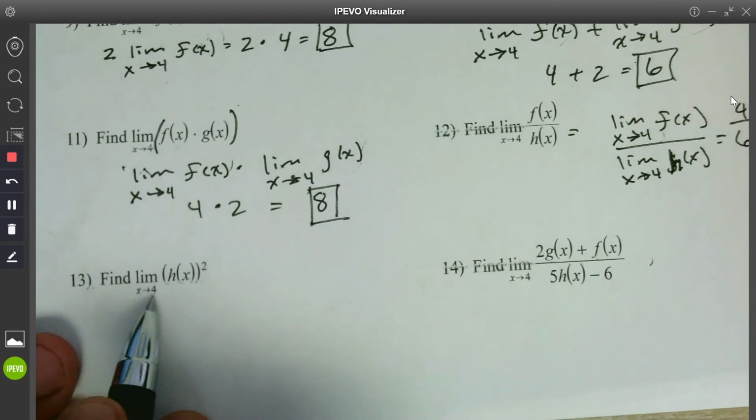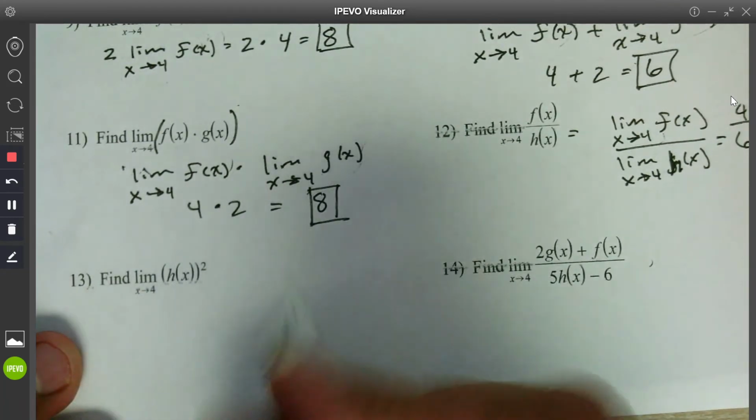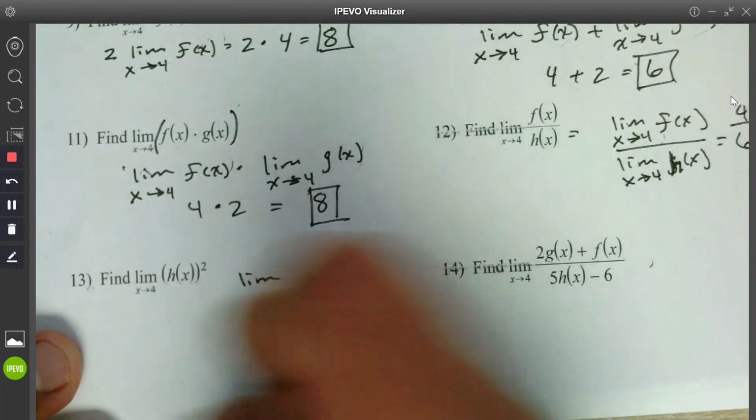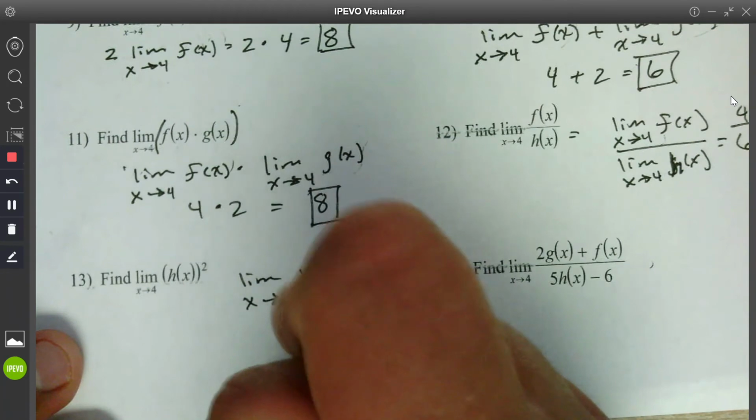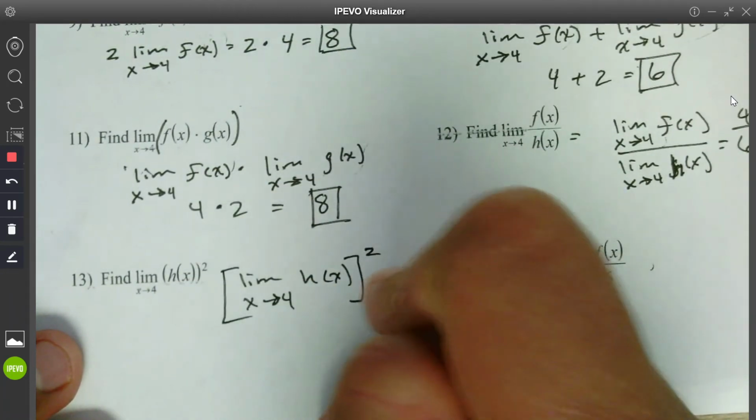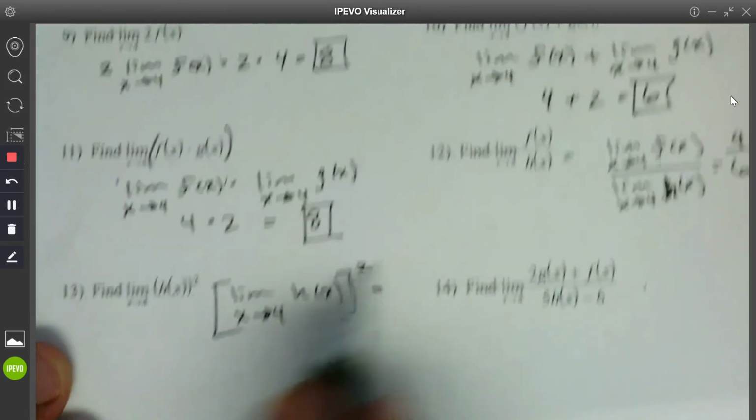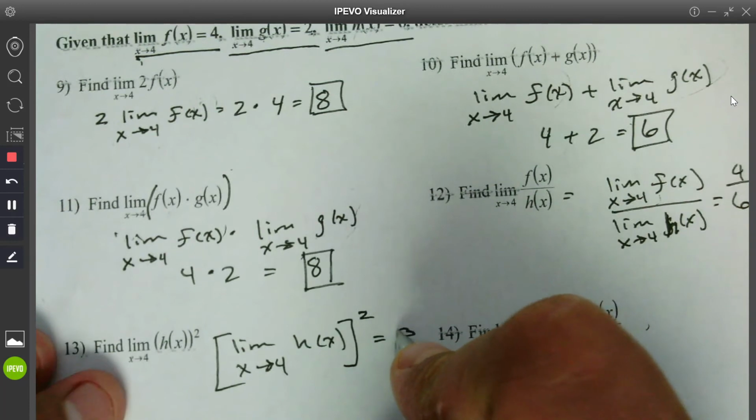13. The limit as x goes to 4 of h of x squared. So we are squaring this function. The limit of h is defined. So we can just find the limit first and then square that value. The limit of h, if we look up here, is 6. So this is 36.